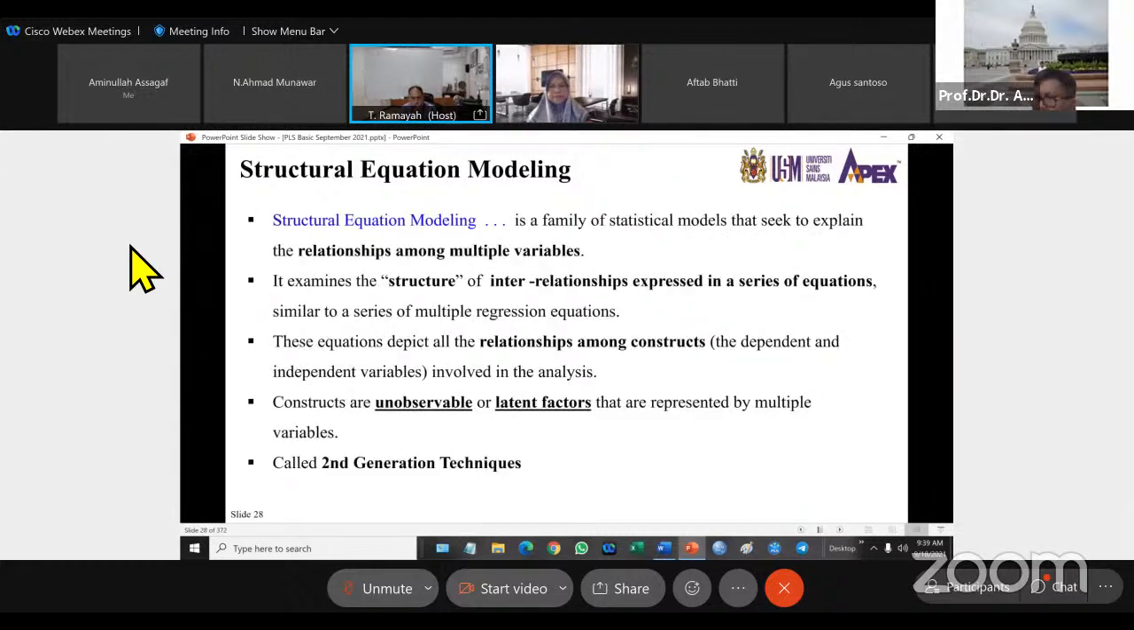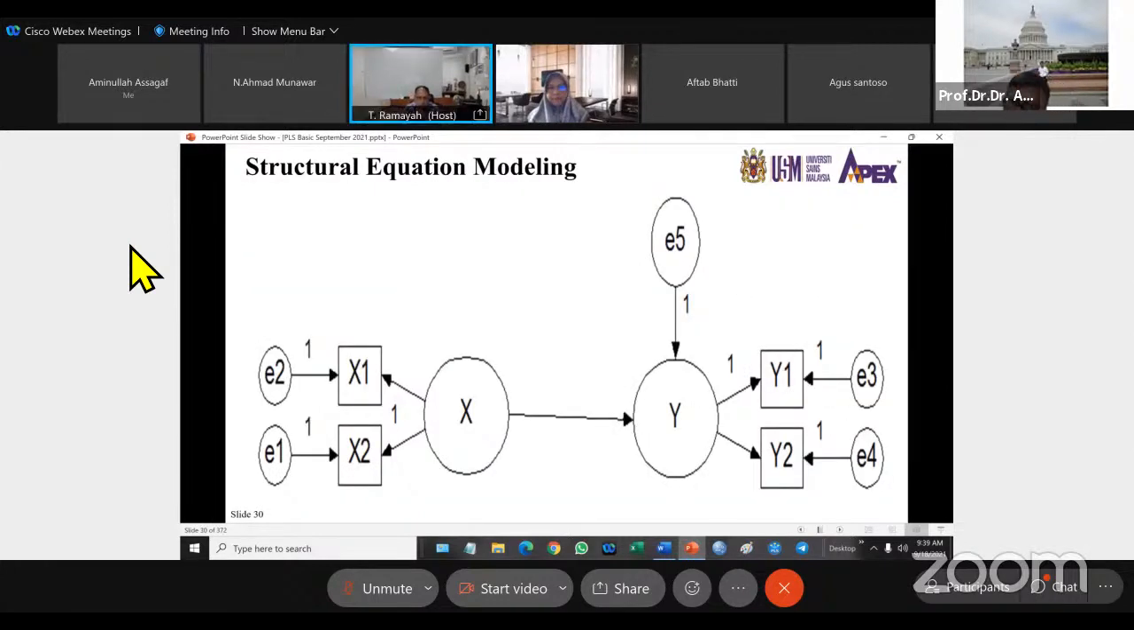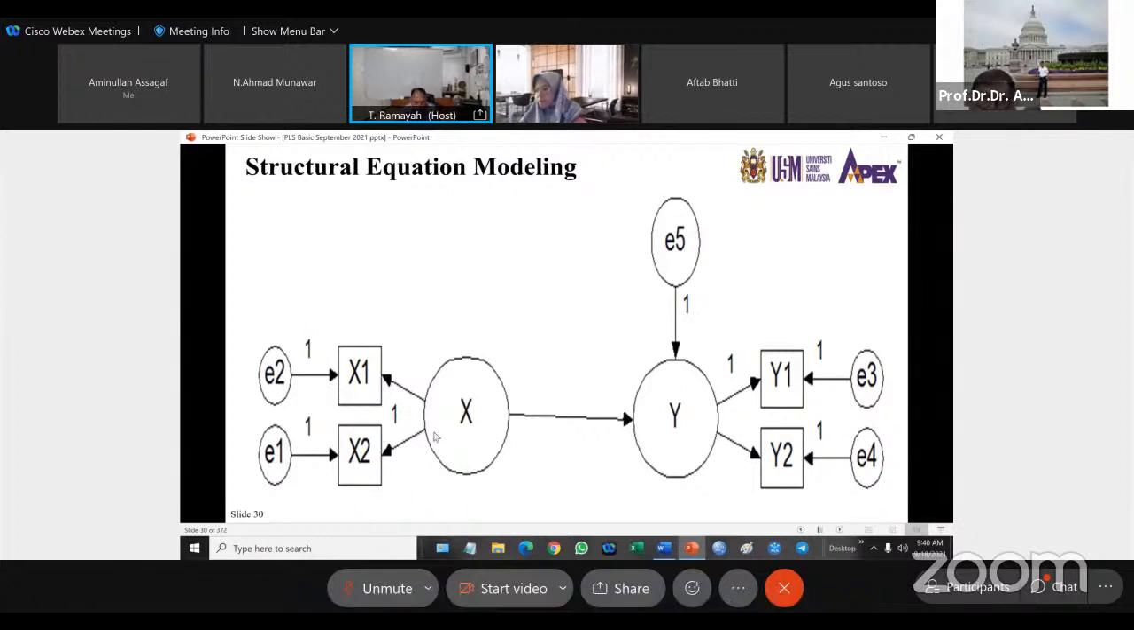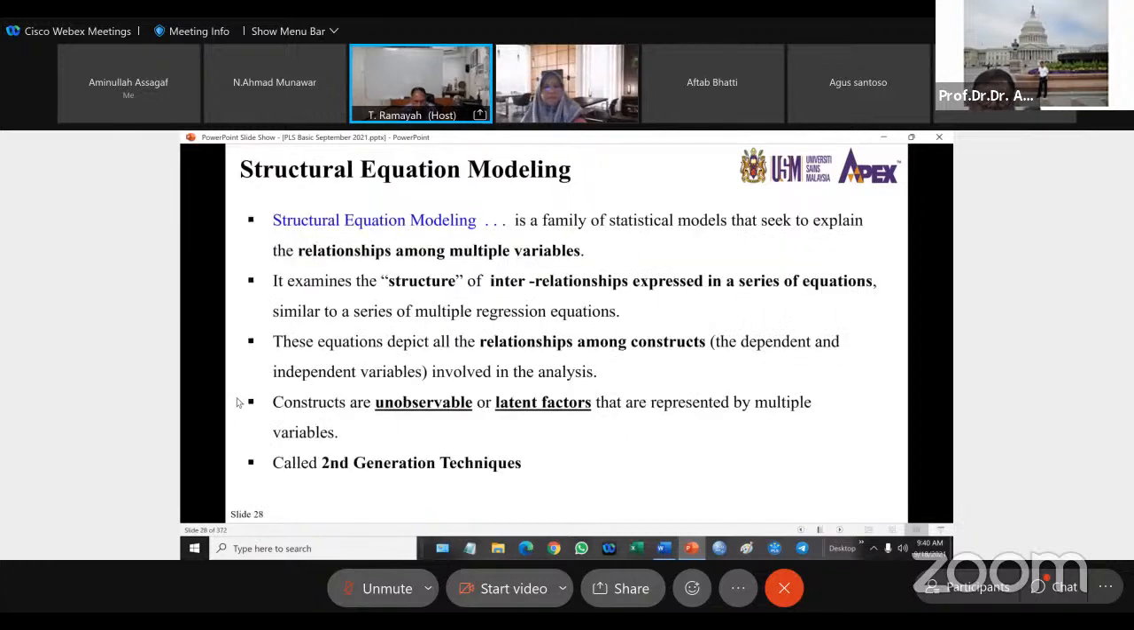So in structural equation modeling, what the software will do is it will examine the structure of interrelationship expressed in a series of equations similar to your multiple regression. Okay, what it means is like this. Here we have an independent variable called x and a dependent variable called y. The independent variable is measured with x1 and x2. The dependent variable is measured with y1 and y2. These are what we call as items we have in the question. So when we draw the model in structural equation modeling, the software will develop 5 equations. Okay, 5 equations. What are the equations?